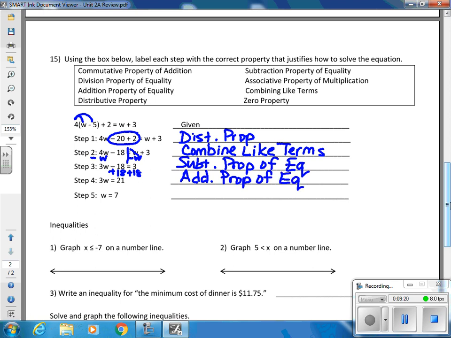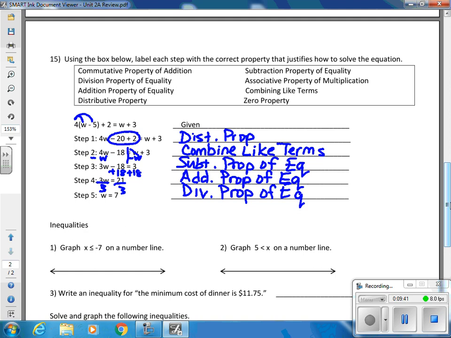Right. And then for step 4 to get to step 5, you'll notice that the 3 is gone and the 21 becomes a 7. So in order to make that happen, we have to divide by 3 on both sides, which is known as your division property of equality. So you'll have a couple of questions on your test that will ask you to identify properties of the problems, right? And it will give you a box to choose from.